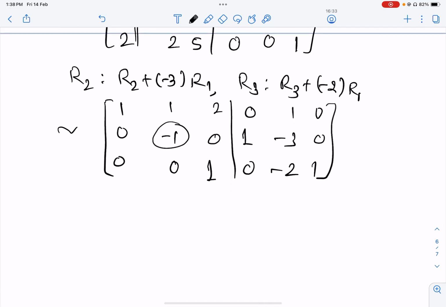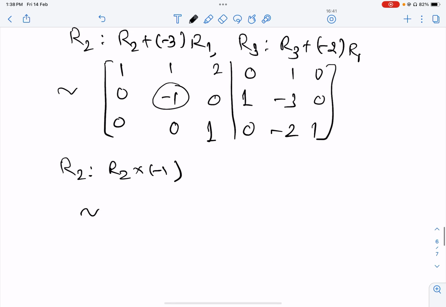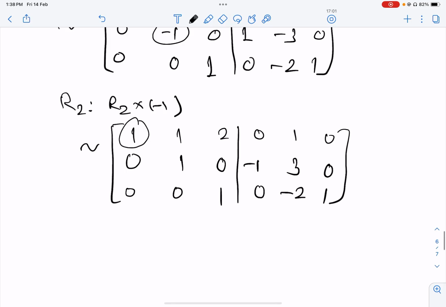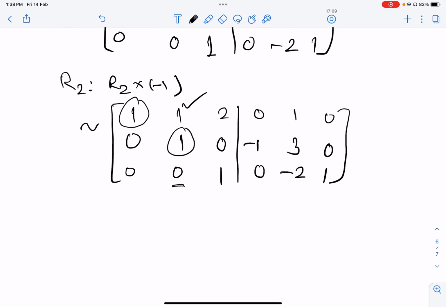Next we can make this entry 1. So R2 multiplied by minus 1. So we have 1, 1, 2, 0, 1, 0. Now this is 0, 1, 0, minus 1, 3 and 0. This is 0, 0, 1, 0, minus 2, 1. Now by using 1, make the entries above and below 0. Below is already 0, so make this entry 0.